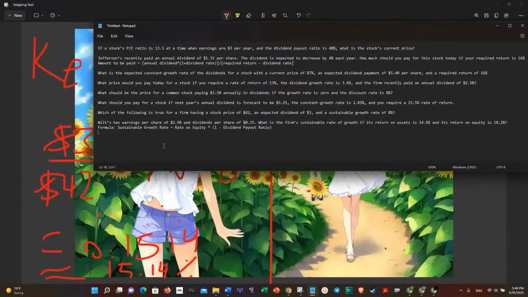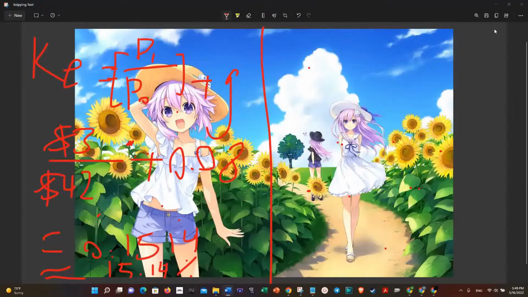Okay. Wilts has earnings per share of $2.98 and dividends per share of 35 cents. What is the firm's sustainable rate of growth if its return on assets is 14.6% and its return on equity is 18.2%? All right. So for this one, we're going to need the sustainable growth rate. So G, please write it down. Good. G is equal to rho.